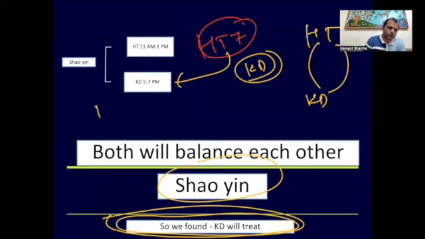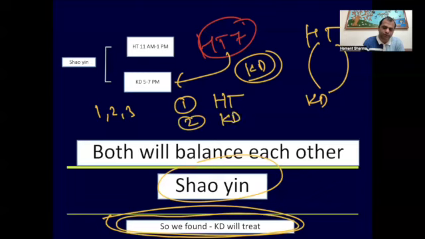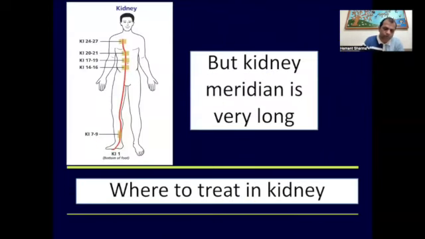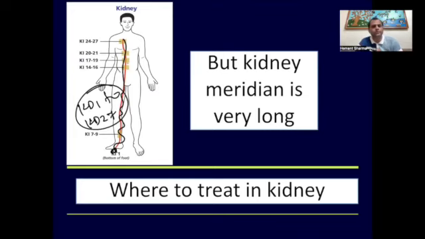So the 1, 2, 3 formula. Who is sick? Heart meridian is sick. Who will treat? Kidney meridian will treat. Wonderful, but the kidney meridian is very long. Where to treat? Kidney meridian starts from the feet, then travels a long path, and has kidney 1 to kidney 27 points. Too many points, where to treat, because we have to treat just a wrist pain.